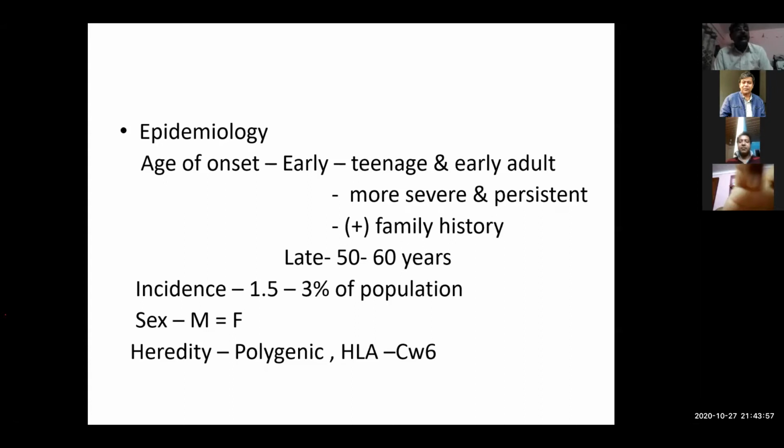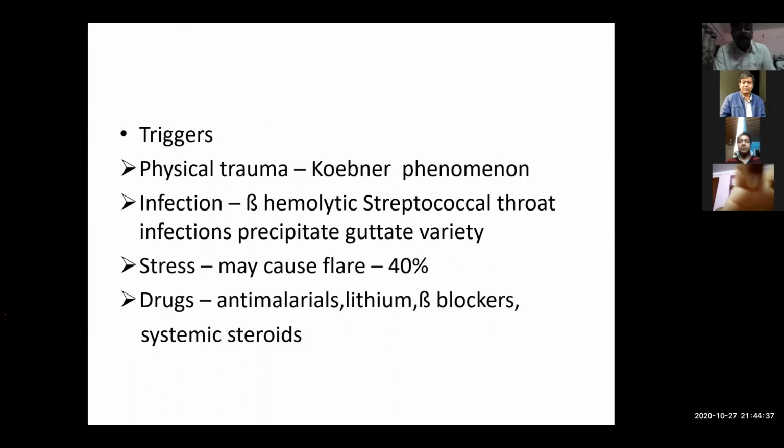As I said, from definition, we move to epidemiology of the disease. Psoriasis has two different ages of onset. One is early in teenage and early adults, which is a more severe and persistent form seen in them with a positive family history, as I had already mentioned, polygenic predisposition, and a late onset is between 50s and 60s, right? Incidence is between 1.5 to 3% of the population, which equals sexual incidence in both males and females. And as I mentioned, polygenic with an HLA-CW6, right? Incidence of HLA-CW6 involvement in psoriasis is very important.